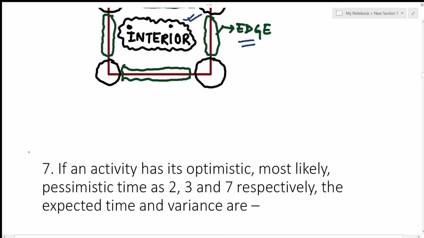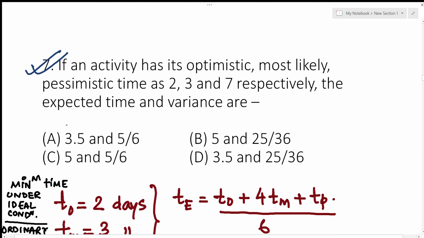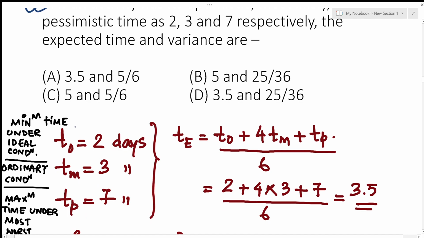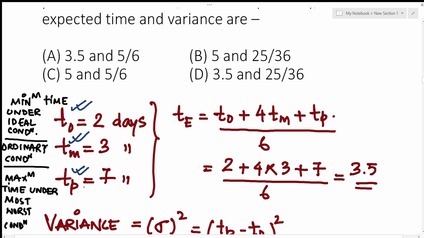Now, if an activity has its optimistic time, most likely time, and pessimistic time as 2, 3, 7 respectively, the expected time and variance are. It is just a very easy question. You just need to know the formula. Now, let's know what is optimistic time. Optimistic time is nothing but the minimum time under ideal conditions. Most likely time is what? Under ordinary conditions. Some things might go right, some things might go wrong. And pessimistic time is what? Pessimistic time is the maximum time under the most worst conditions. So considering all of the things go wrong, then it is known as pessimistic time.